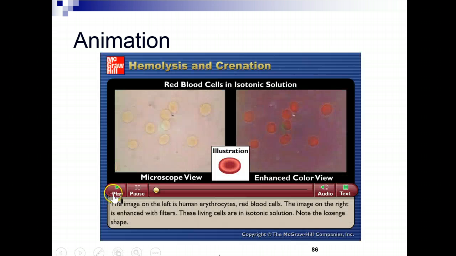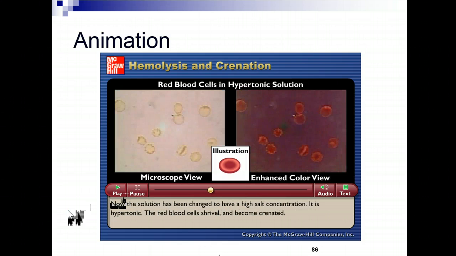Let's take a look at an animation that is supposed to illustrate what happens to red blood cells in hypertonic, hypotonic, and isotonic solution. The image on the left is human erythrocytes, or red blood cells. The image on the right is enhanced with filters. These living cells are in isotonic solution. Note the lozenge shape.